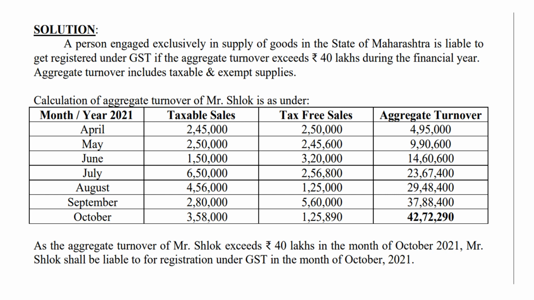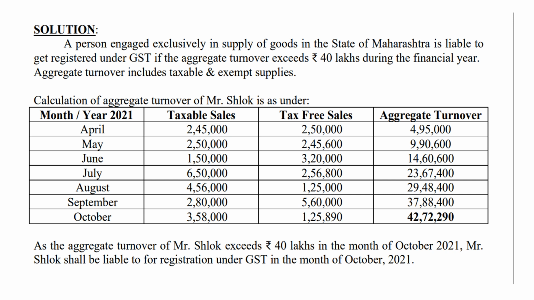Then in the month of June, you will add taxable sales, tax-free sales and aggregate turnover of the month of May. So the month of May it's 9,90,600 that you have to add in the month of June. Okay, so you will get the total 14,60,600. Same with July, you will add taxable sales and tax-free sales and aggregate turnover of the month of June. So on, when you reach the month of October, taxable sales is 3,98,000, tax-free sales 1,25,890 plus the aggregate turnover of the month of September, that is 37,88,400. So 37,88,400 you have to add on, and you will get your total as 42,72,290. So Mr. Slok has crossed his limit of 40 lakhs aggregate turnover in the month of October.